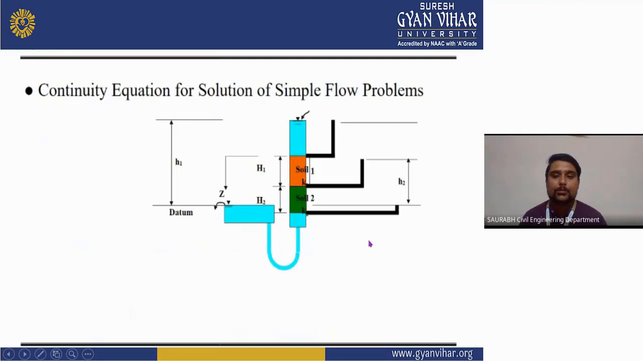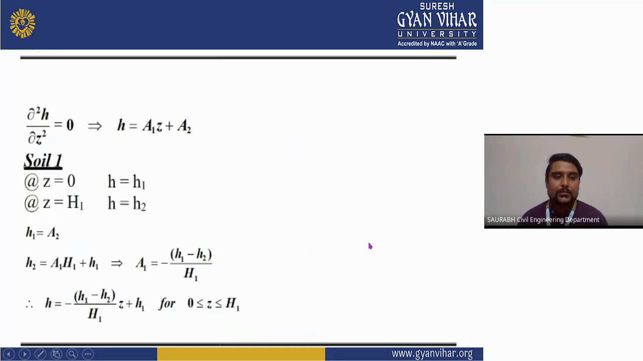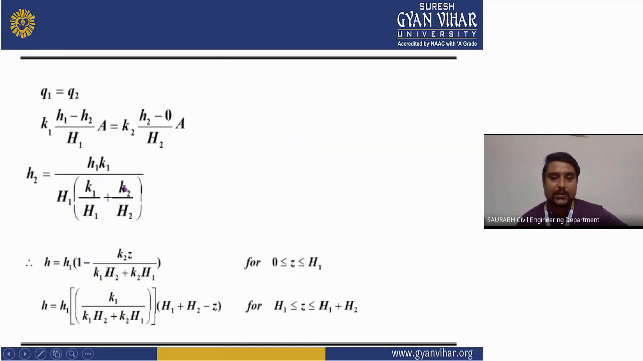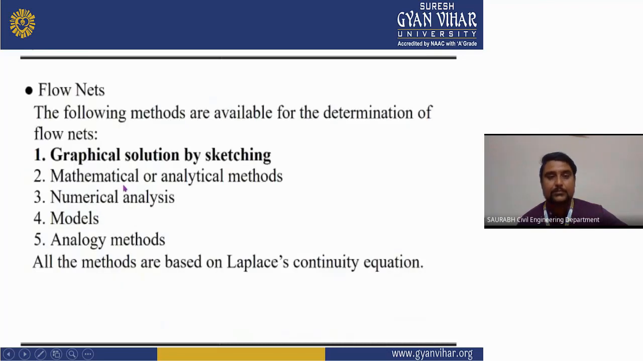Now this is the problem. This type of problem comes under seepage through the soil, and it will be solved by the continuity equation. Here the continuity equation will be used. As you can see, there is a soil sample where Z equals 0, H equals H1, Z equals H1, and H equals H2. By this formula, you can easily determine the seepage through a soil.